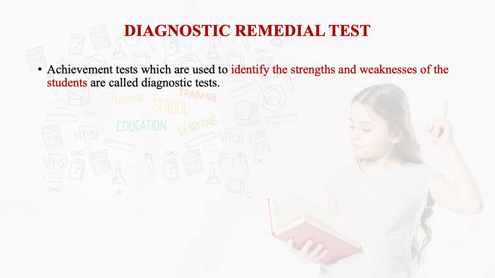Achievement tests which are used to identify the strengths and weaknesses of the students are also called diagnostic tests. So through a diagnostic test, we identify the strengths and weaknesses of the students. So what are the different strengths and what are the different weaknesses? If there are weaknesses, then we have to find out the causes of the weaknesses. Then accordingly we have to provide the remedial measure. And that's why it's called a diagnostic remedial test.